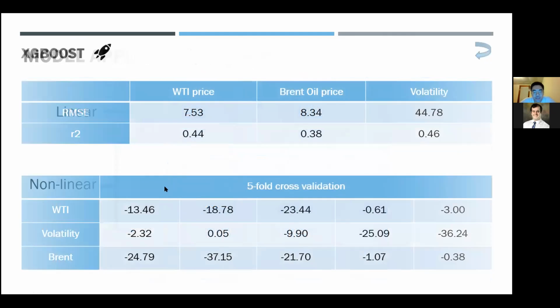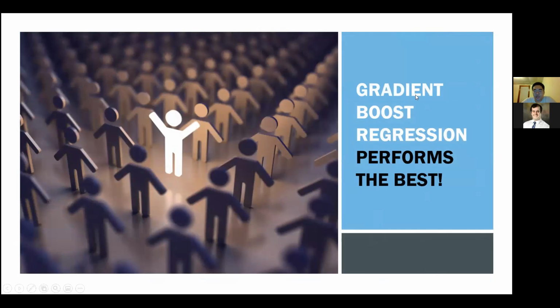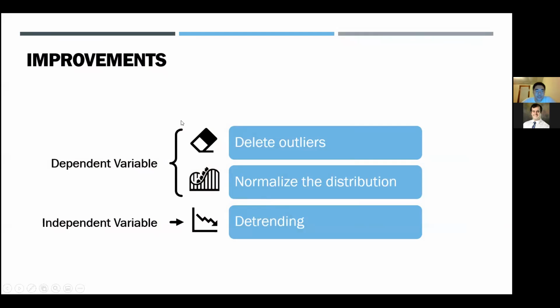And XGBoost performs worse than the former two models. When there is a high variation in your folds, it could be evidence for overfitting. And for polynomial regression, I don't want to talk too much about it. It's even worse than XGBoost. So after comparing, we find gradient boost regression is the best model. But there are still overfitting problems, and R-square is not so high, so we made some improvements.